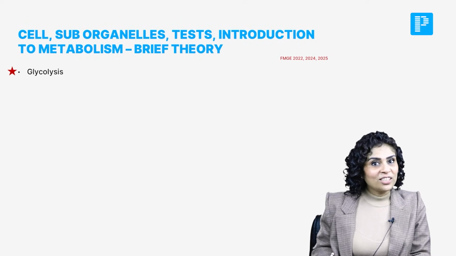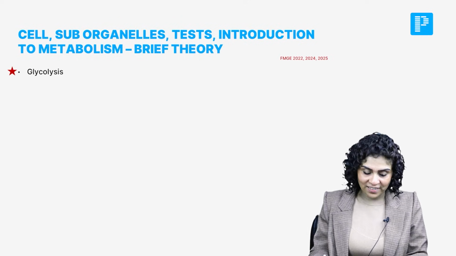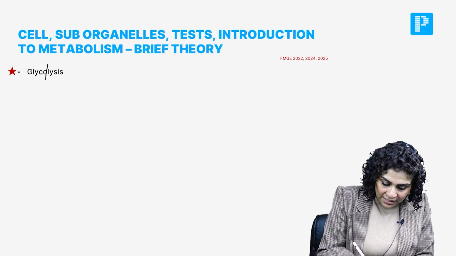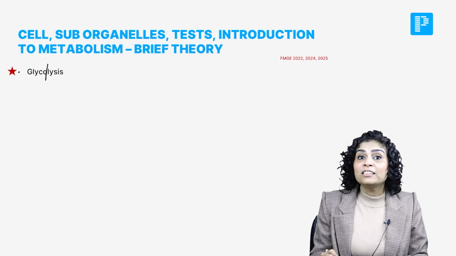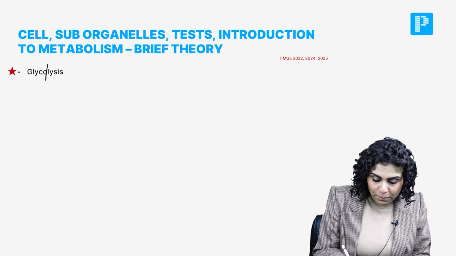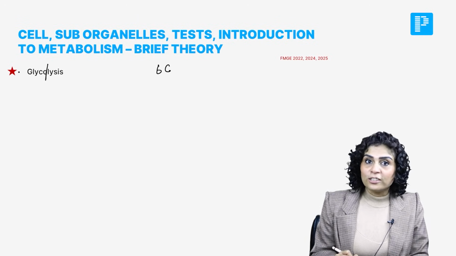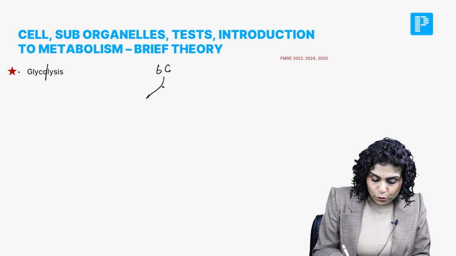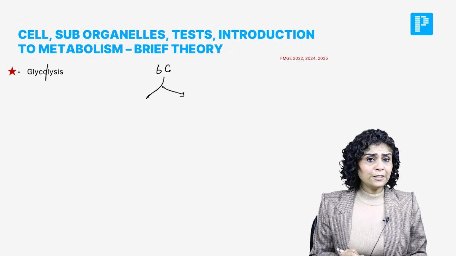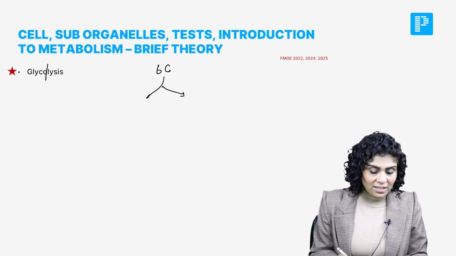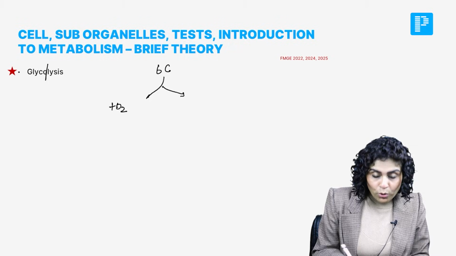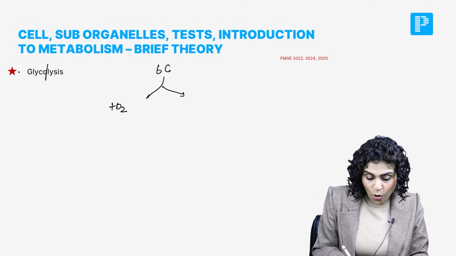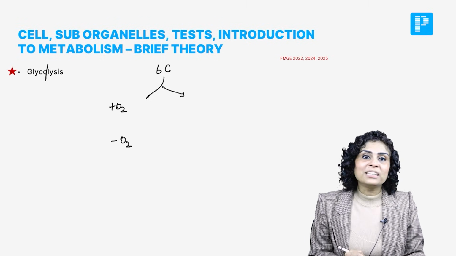What is glycolysis? It is there in the name, right? It is glyco plus lysis. So it is a process by which you split a 6-carbon compound called glucose to form 2 products. And the 2 products that you get differ depending upon whether the process occurs aerobically or anaerobically.